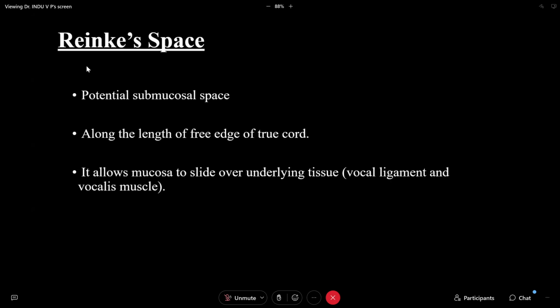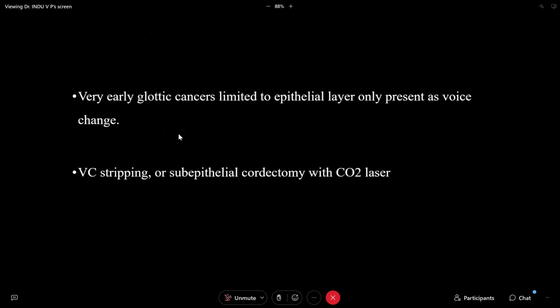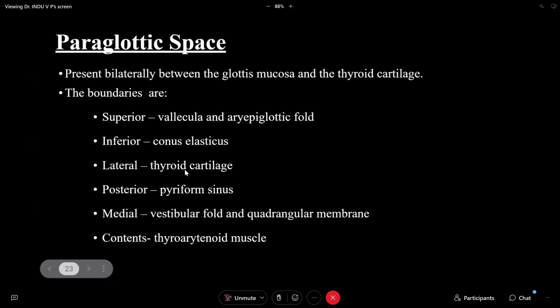Coming to the first space, the Reinke space, the potential submucosal space, which is limited by the arcuate lines and lies along the free edge of the vocal cord. Early laryngeal cancer will sometimes be limited to the epithelium. In such a case, we can even treat it with vocal cord stripping or just a subepithelial cordectomy, as the Reinke space limits the spread of cancer.